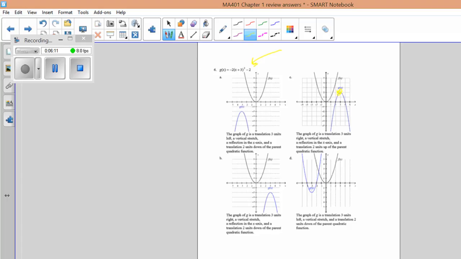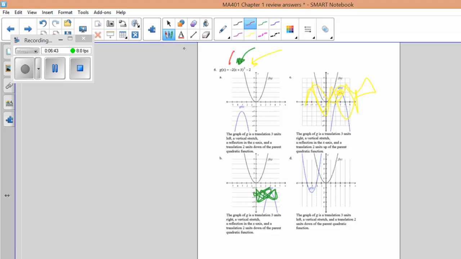So this one went up, so it's wrong. And that one appears to have gone down, and that one went down, and that one went down. Okay, so far that helps us there. Then I'll change colors. This plus 3 on the inside, what's it mean when it's on the inside? You do the opposite. Actually means that we are going to the left 3, so it couldn't be this graph. Okay, so far it's A and it's D.